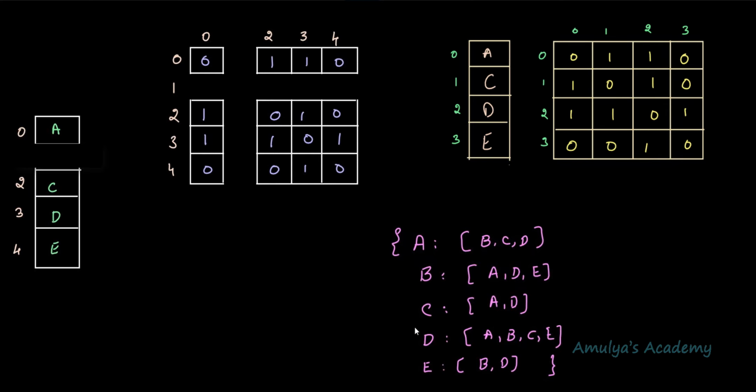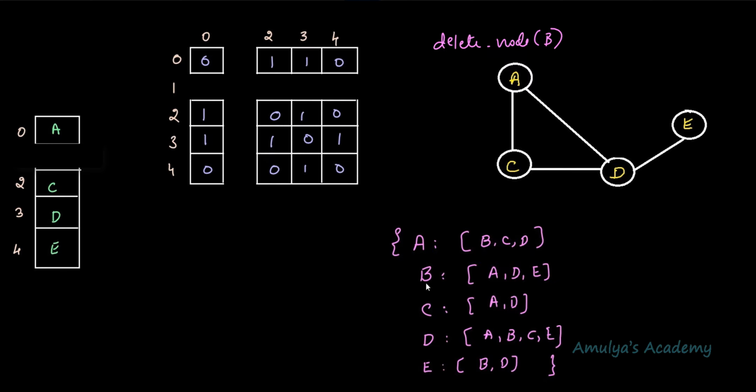And in the adjacency list representation, first delete the key and value pair of B because we are deleting B, that's why delete this.